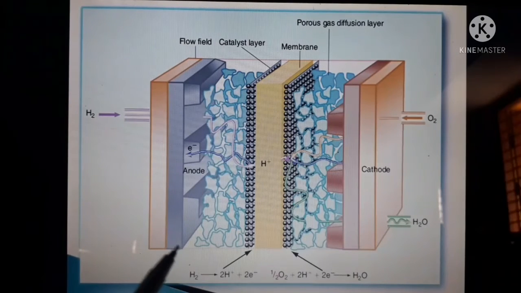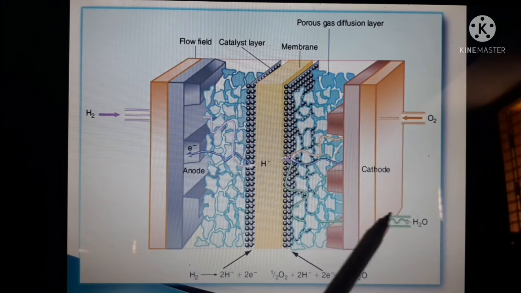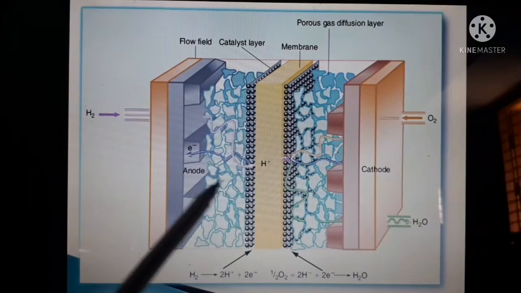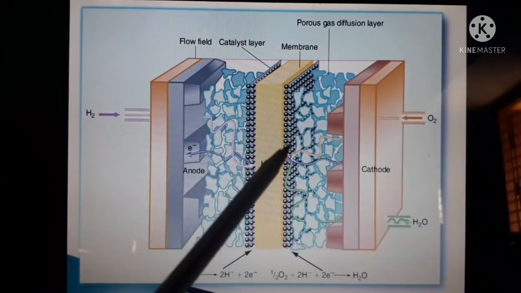Now at the anode, hydrogen loses 2 electrons. H2 gives 2 hydrogen ions plus 2 electrons, releasing 2 electrons. These 2 electrons combine with oxygen; hydrogen, oxygen and electrons combine with each other to give water. Water is collected outside. This is the way to vent out the water. Okay. This is the process. The whole process is there. Okay.